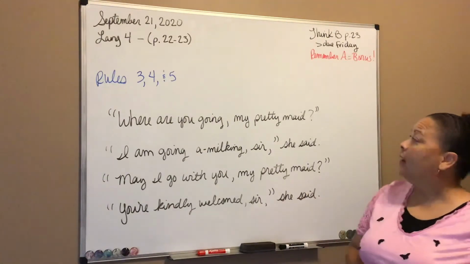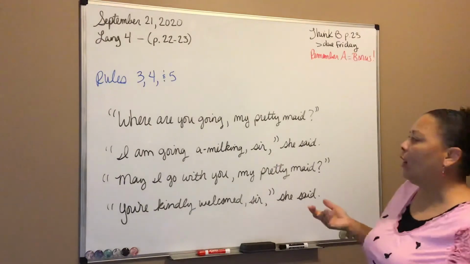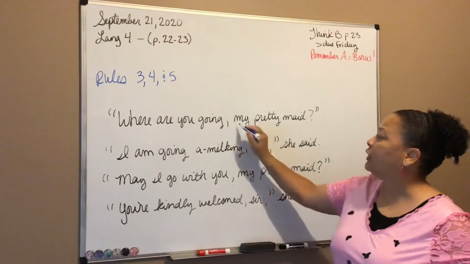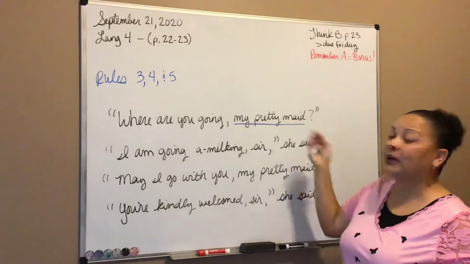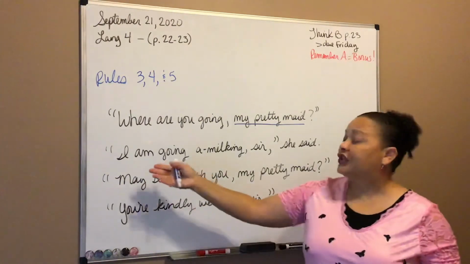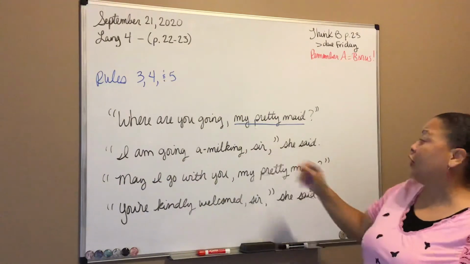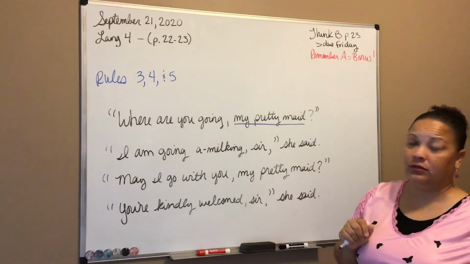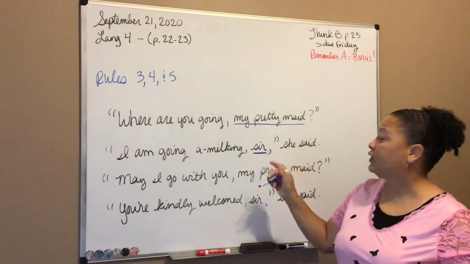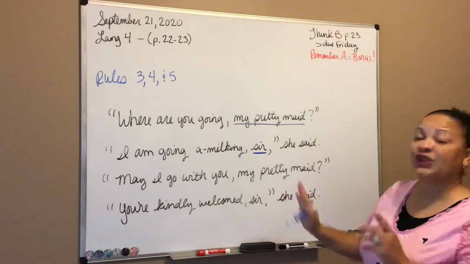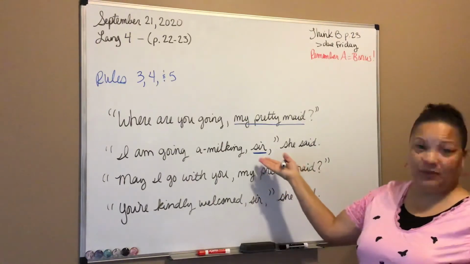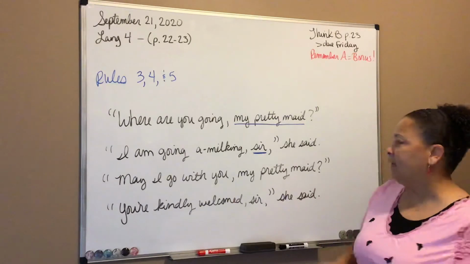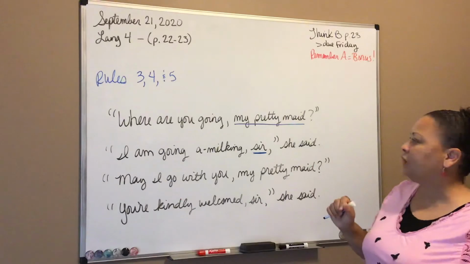Where are you going, my pretty maid? Who are they talking to? Who is the person of direct address? He is talking to my pretty maid, so you would underline that. She replies, I am going a-milking, sir, she said. Who is she talking to? Sir, right? She's talking to sir. Okay, whoever sir is, of course it would be a male figure because sirs refer to males and ma'am refers to females. So it's some man that she's talking to.